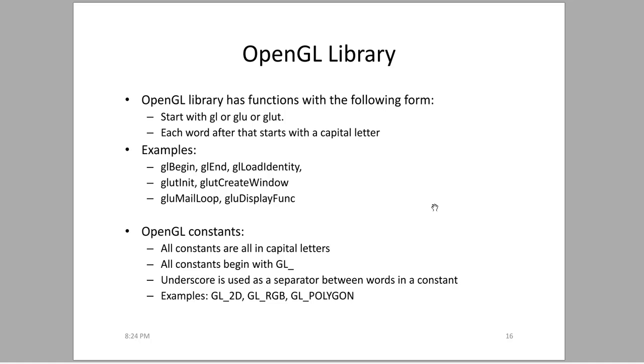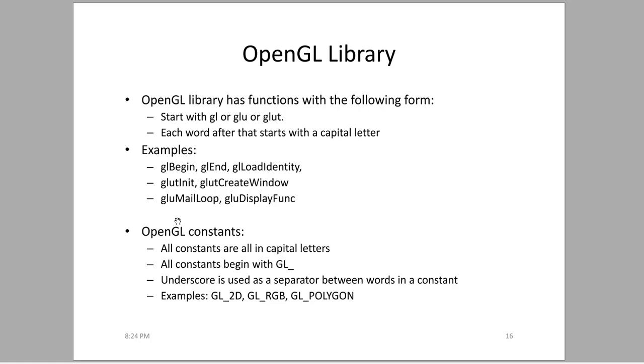In that library we have different functions which may start with GL, GLU or GLUT. For example, glBegin, glEnd or glLoadIdentity. That's one type of function. Another type is GLUT: glutInit, glutCreateWindow, and glutMainLoop, and glutDisplayFunc. These are the functions that we use in OpenGL, and because of the GL, we understand that they are OpenGL functions. Now there are also constants.